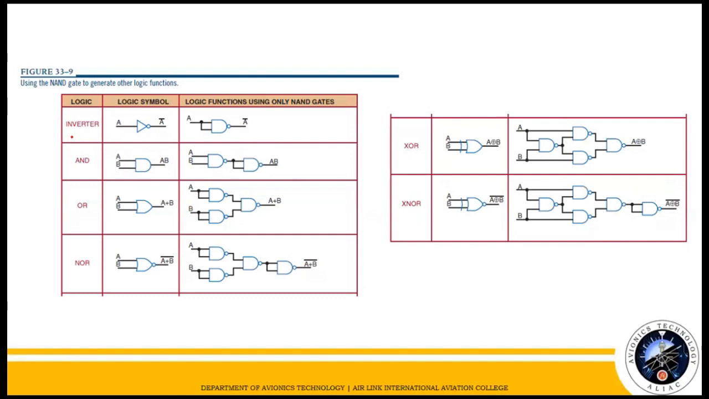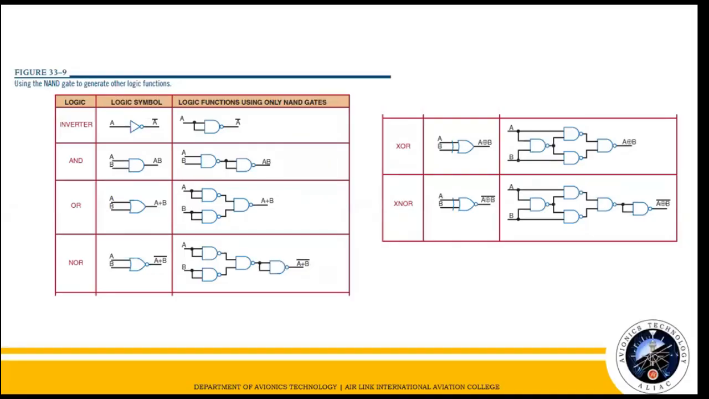Example sa inverter, logic symbol. And guys, so here sa figure to, pinapakita lang na si NAND gate I can generate other logic functions. Okay. So katulad ng inverter, AND gate, and OR gate.